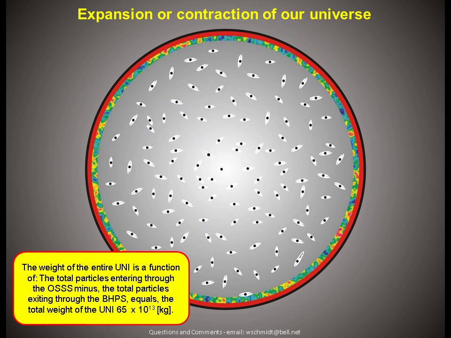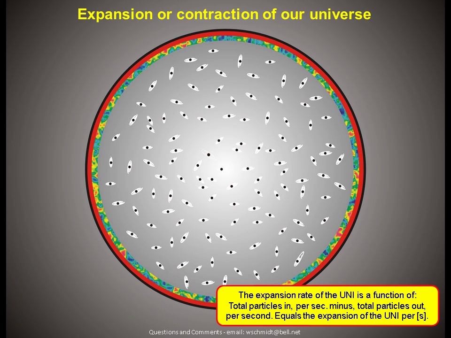The weight of the entire universe is a function of the total particles entering through the outer spherical shell singularity, minus the total particles exiting through the black hole's point singularity, equals the total weight of the universe, 6.5 times 10 to the power of 53 kilograms. The expansion rate of the universe is a function of total particles in per second minus total particles out per second, equals the expansion of the universe per second.